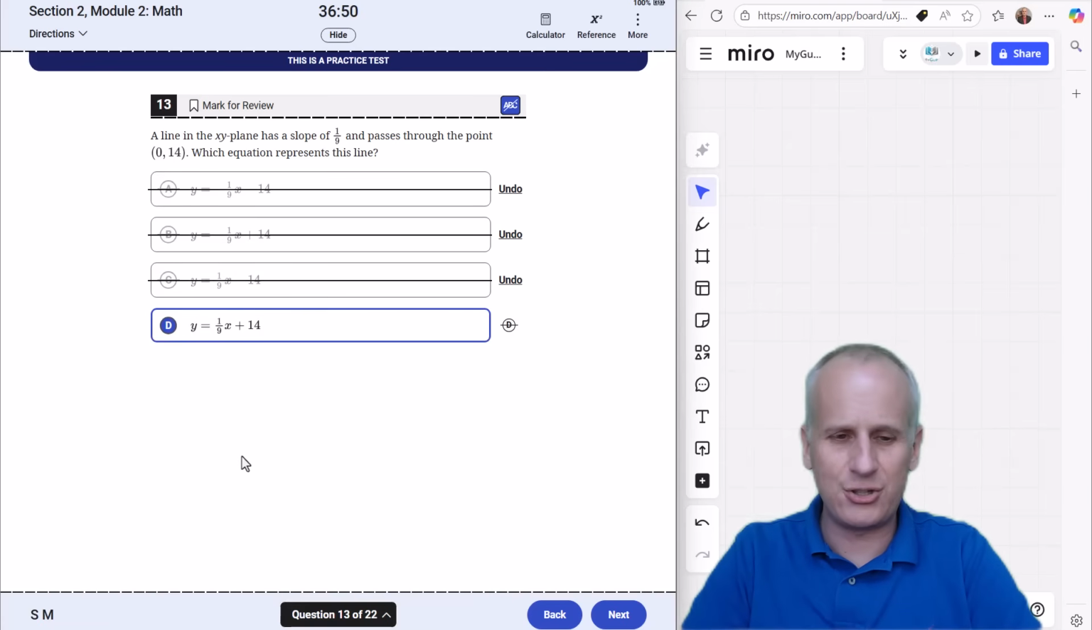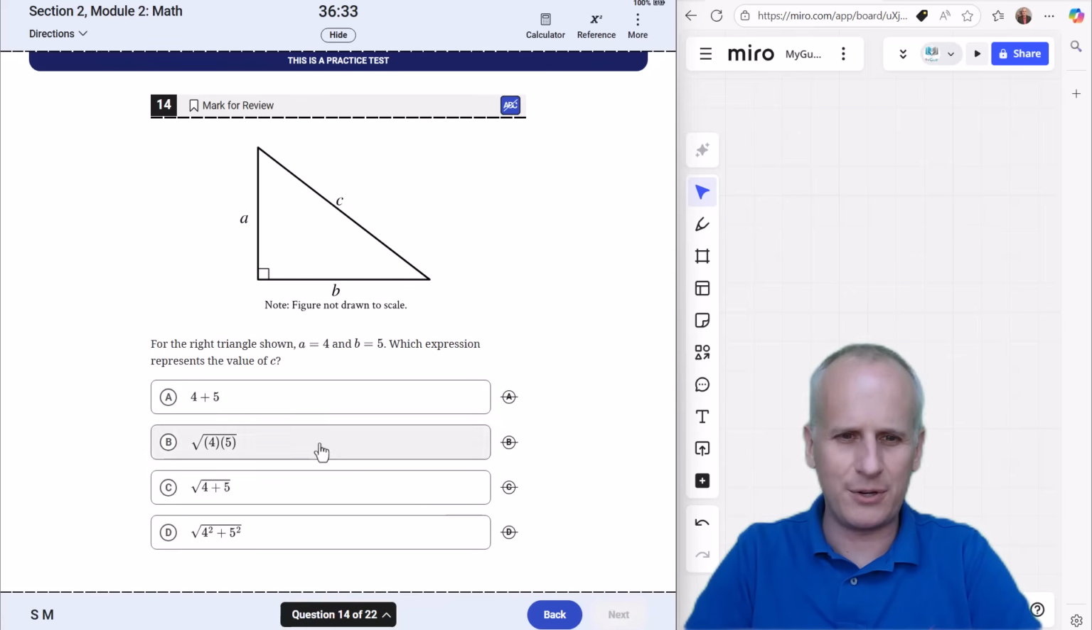We would select choice D, and we should remember that y equals mx plus b is the standard form of a line in the coordinate plane, where m is the slope, so that 1/9 in front of the x is the slope, and plus b, the b is the y-intercept, and that would be our 14. So we move on to the next question.